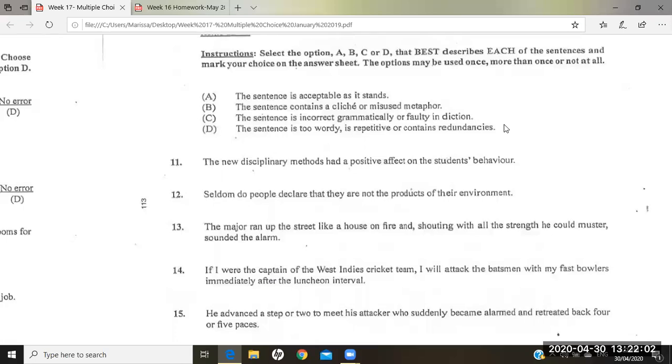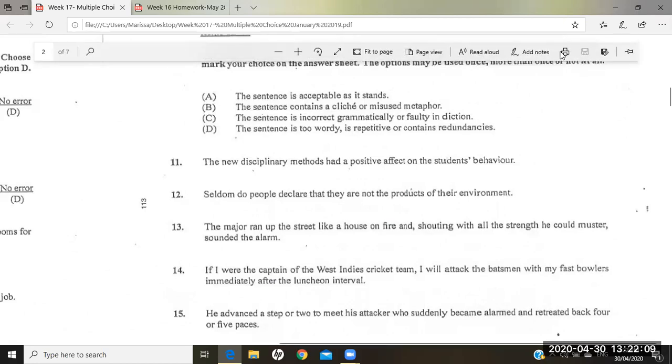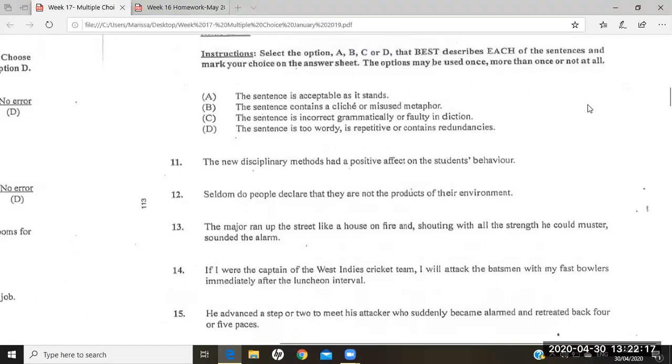So numbers 11 to 15 for this section. Musa. Yes, Musa, 11 to 15. So you will read each sentence to me and then tell me your corresponding answer. The new disciplinary method had a positive effect on the students' behavior.